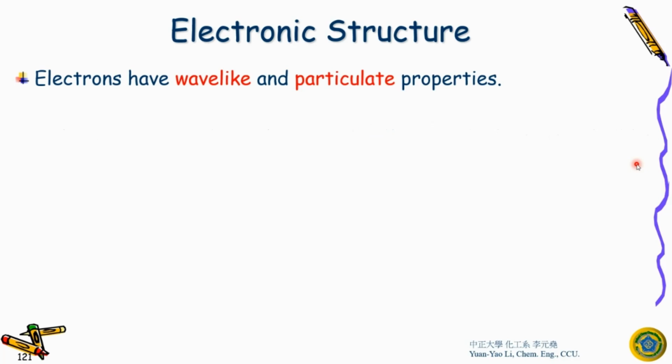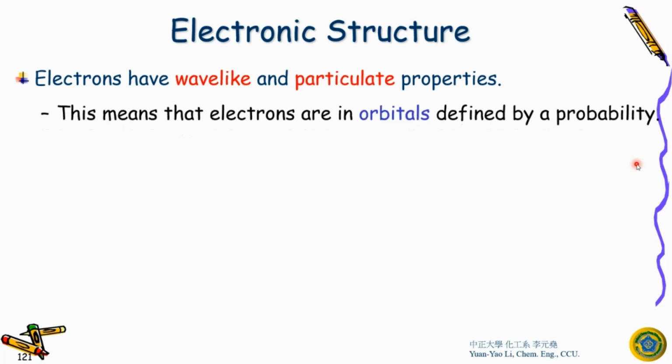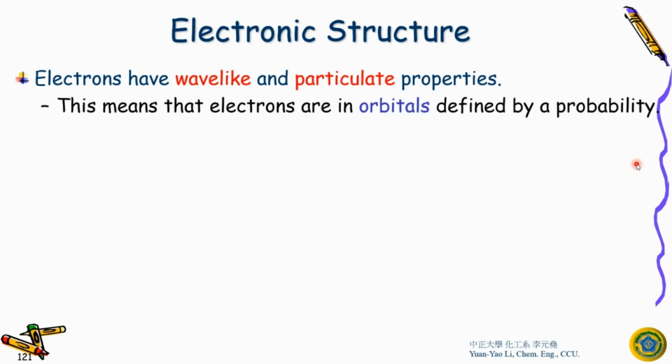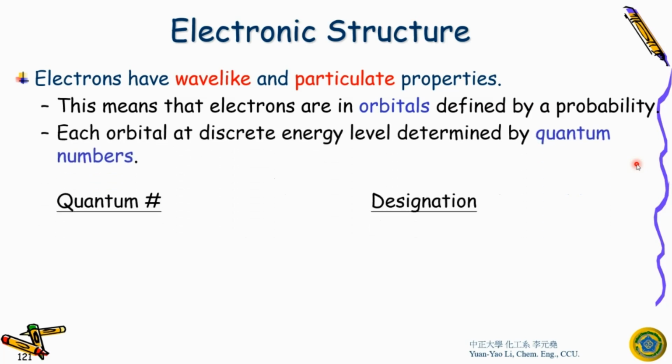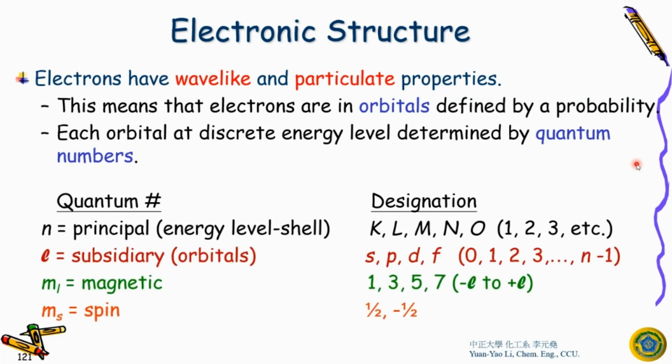The electronic structure is that the electron has wave-like and particulate properties. So far, we have only talked about particulate properties. We haven't talked about wave-like properties, because according to the Bohr atomic model and the Sommerfeld model, we regard the electron as a particle, not a wave. This means that electrons are in orbitals defined by probability. We are going to talk about this later today. Each orbital is at a discrete energy level determined by quantum numbers. This is just for your information.